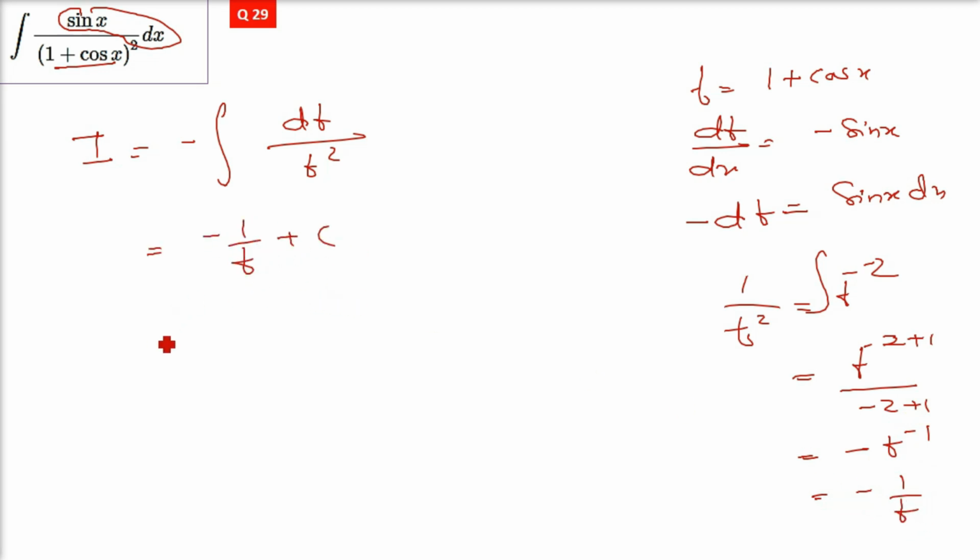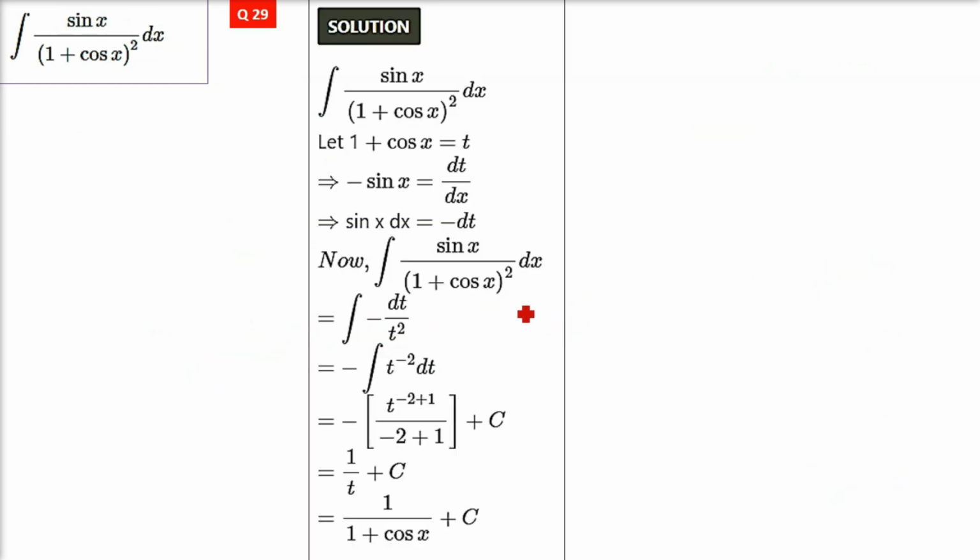This t is 1 plus cos x. So this will become negative 1 by 1 plus cos x. And this minus was already there in front. So negative will become positive. So 1 by 1 plus cos x plus constant of integration, that is the final result. So this is the answer of this question in the printed form. This is the way you are going to write when you are solving it.